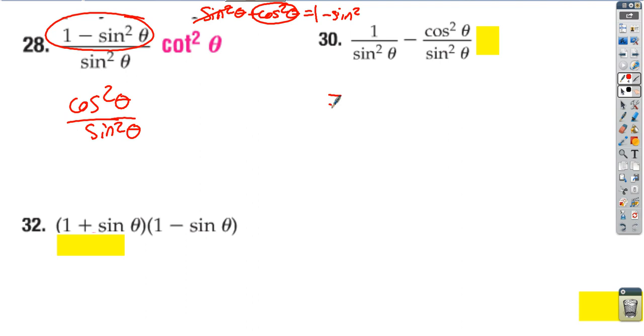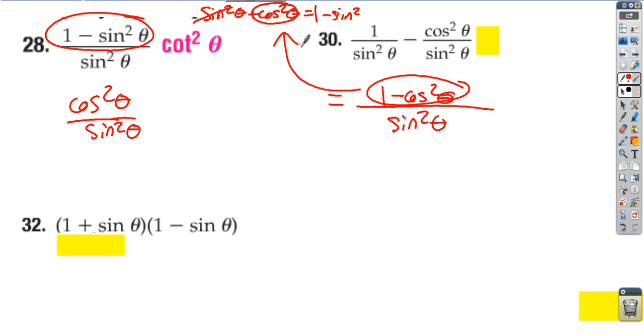Okay, this has a common denominator, the sine squared, so we can combine those, and we'll have 1 minus cos squared, and again, this reminds us of this one. 1 minus cos squared is equal to sine squared, so we would have sine squared over itself, and that is equal to 1. Last one, when you see parentheses next to each other like this, usually that means FOIL them, so 1 times 1 would be 1.